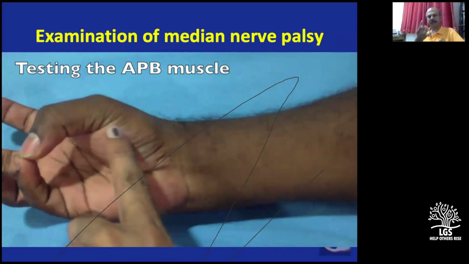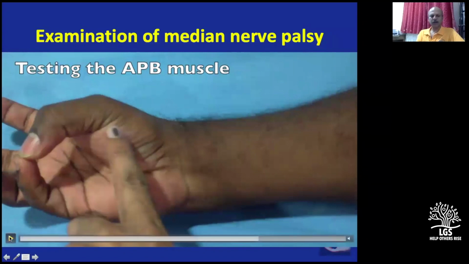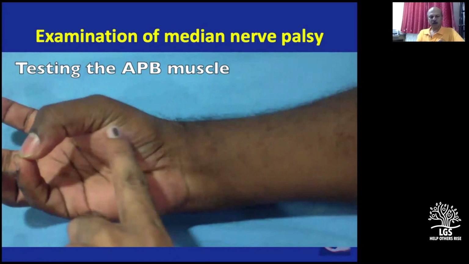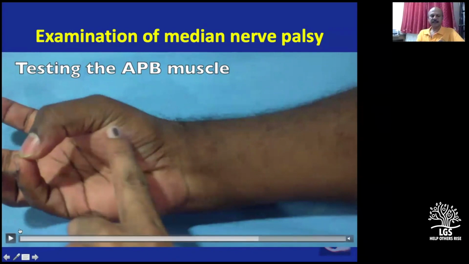After demonstrating on the normal hand, we should ask the patient to do it on the affected hand. While the patient is doing it, he may attempt to do it even if the median nerve is paralyzed. I told you the other flexor, that is the flexor pollicis brevis, may act. So what we need to do is check the tone of the muscle. That is the second part of the test.